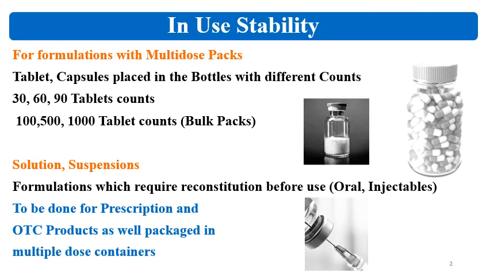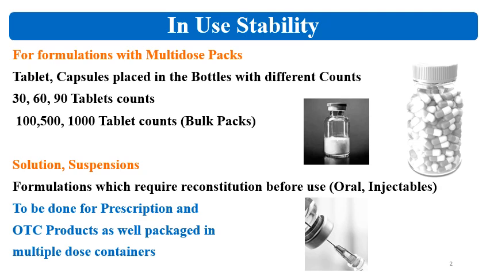Formulations which require reconstitution before use, like you might have seen bottles containing powder to which liquid is required to be added. That liquid may be water or another diluent. For those types of formulations, in-use testing is required. The powder for reconstitution may be for oral administration or for injectable or parenteral use. In-use stability is required to be performed for prescription formulations and also for OTC formulations which are packaged in multi-dose containers.